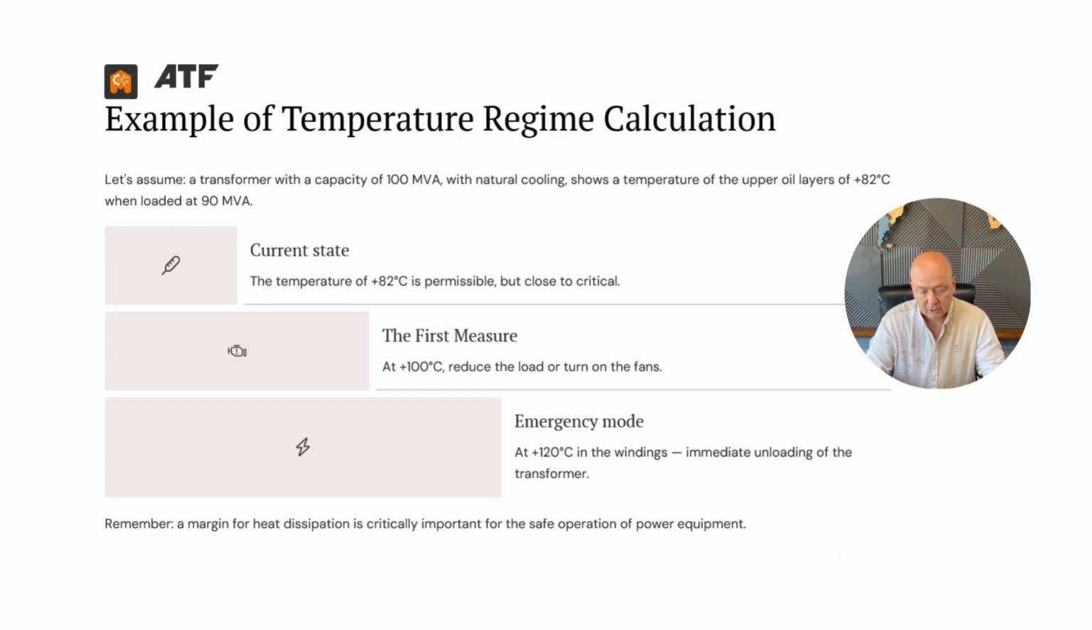Now let's take a practical example. Suppose we have a 100 megavolt-ampere transformer with natural cooling. Under a load of 90 megavolt-amperes, the oil temperature in the top layer reads 82 degrees Celsius. Is that acceptable? Yes, it is. But if the load increases further, the cooling system may become insufficient. If the oil reaches 100 degrees, either the load must be reduced or the fan switched on. And if the windings reach 120 degrees Celsius, the transformer must be unloaded immediately.